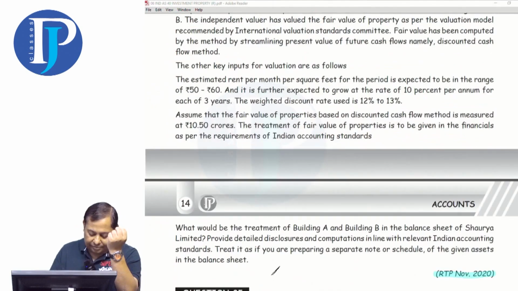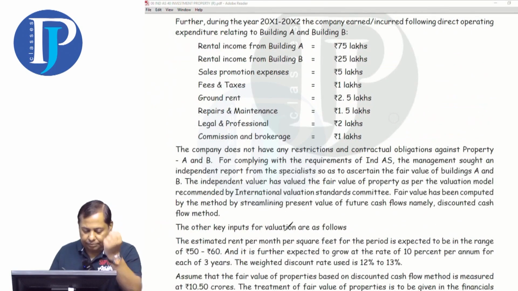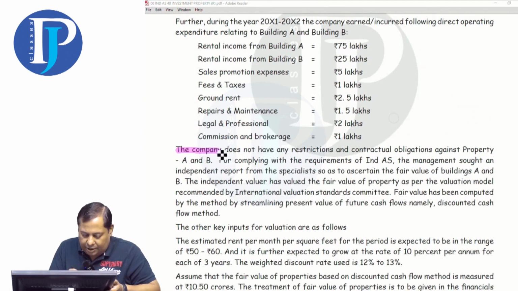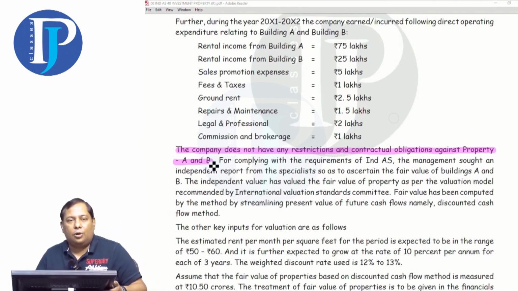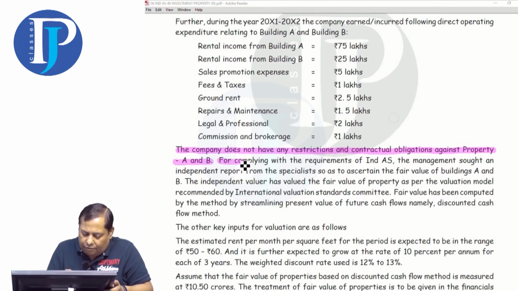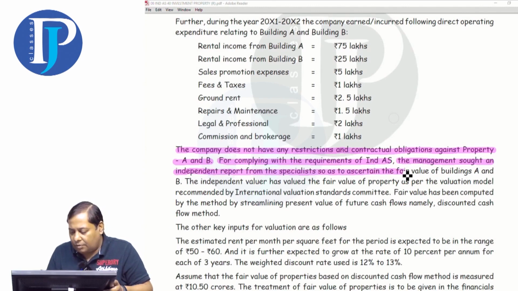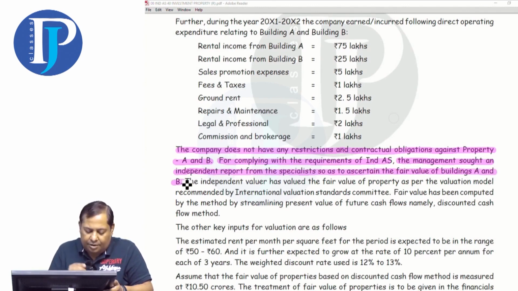What's given next in the question? The company does not have any restrictions and contractual obligations against the properties A and B. Neither have you taken any loan, nor do you have any contract or guarantee, nothing. Your properties are absolutely freehold. For complying with the requirements of Ind AS, the management sought an independent report from the specialist as to the fair value of the buildings A and B.